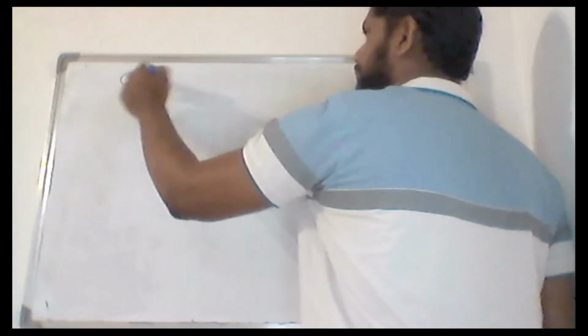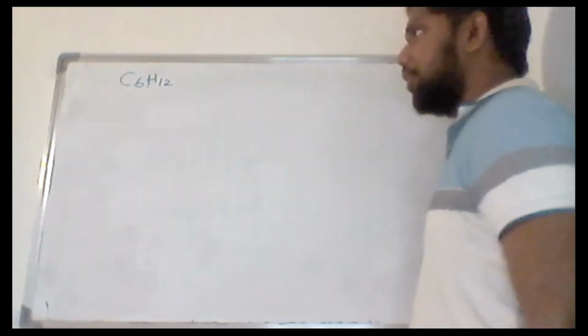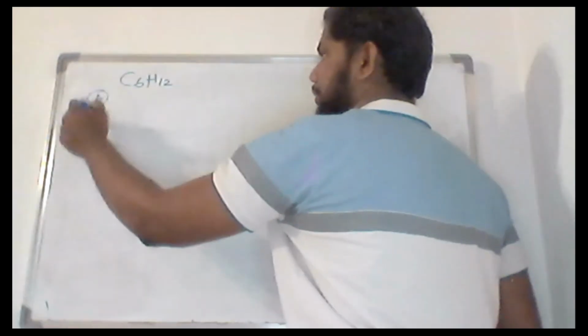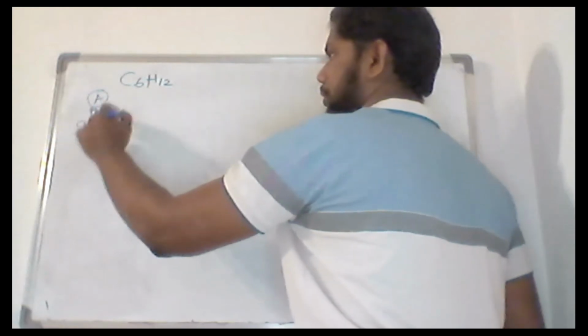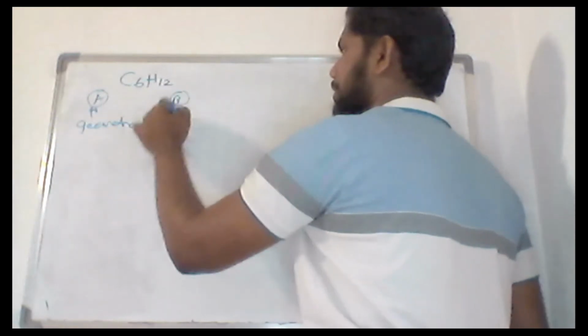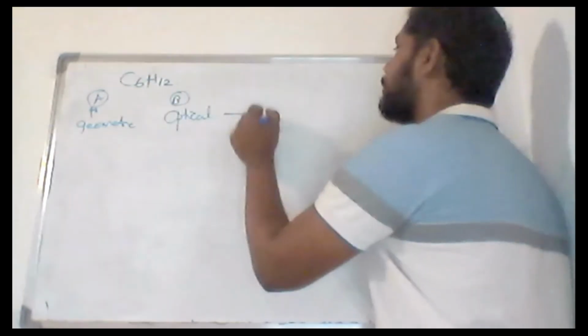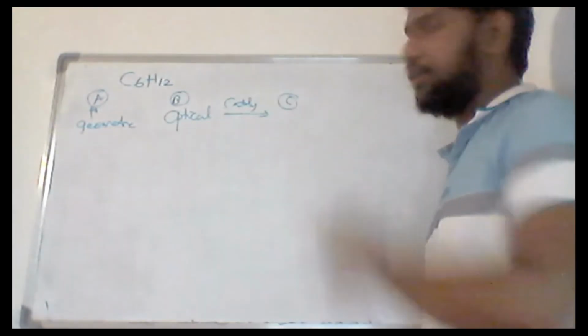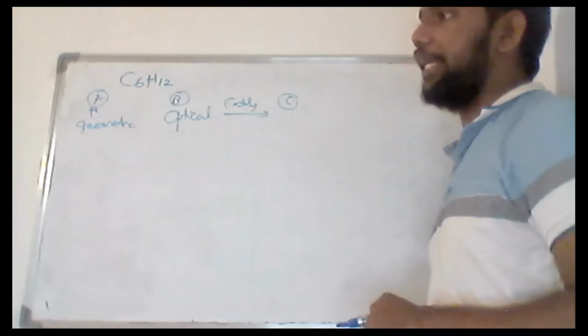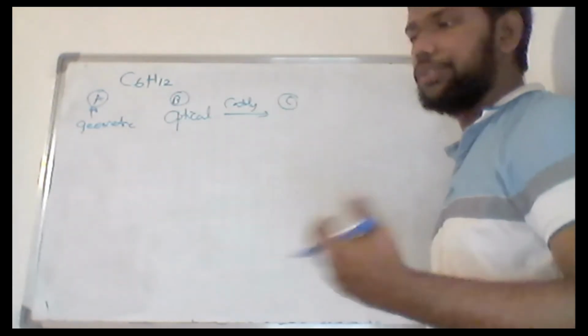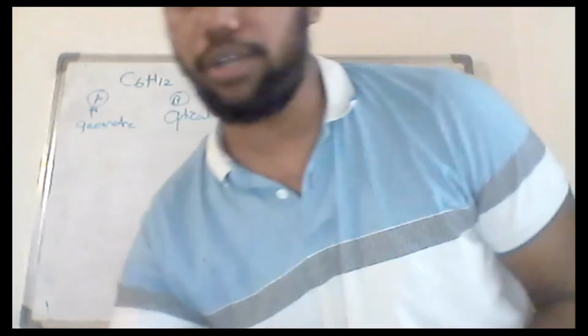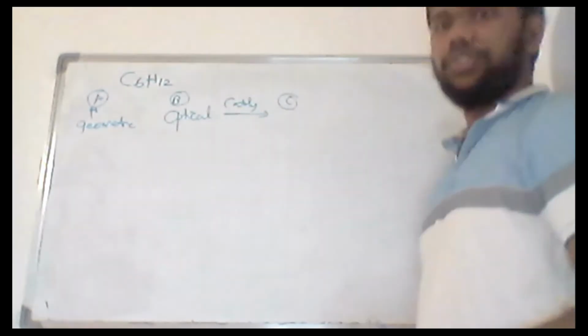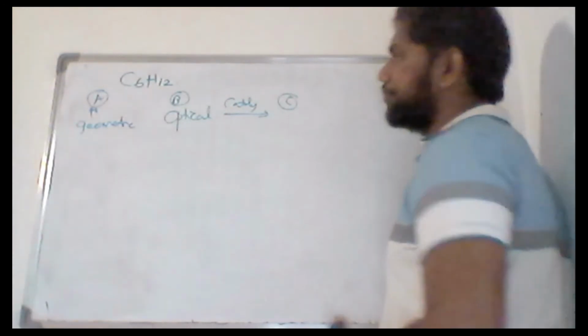Right, so we have C6H12. A shows geometrical and B shows optical isomerism. And when you do the catalytic hydrogenation, it will give the same compound C. So first we will try to obtain the optical one, or maybe you can use both, either optical or the geometric one. We will first try to identify one.